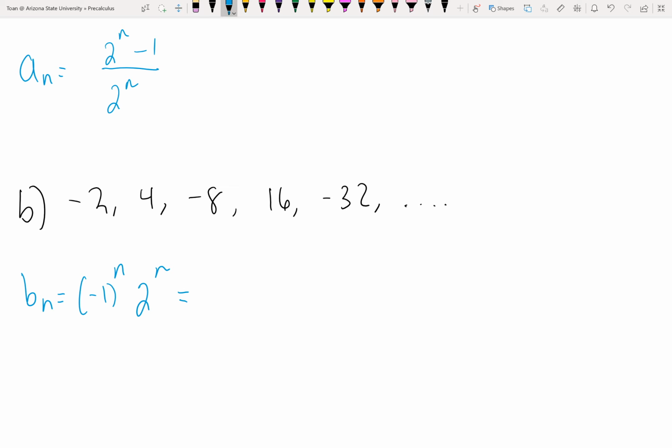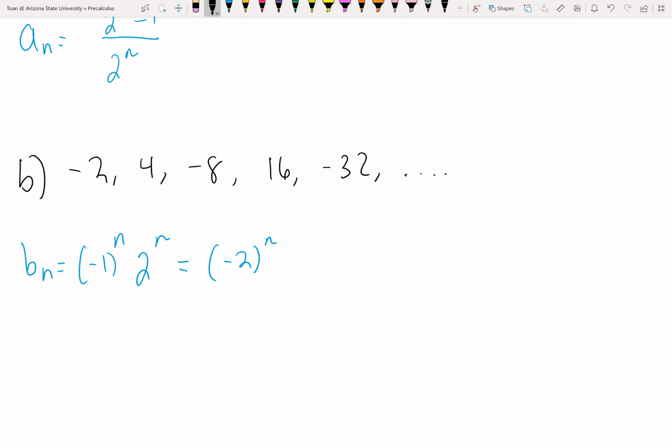Some mathematicians might simplify it since they notice that the exponents are the same, just regular n's. Properties of exponents: if you're multiplying and they have the same exponents, you can blend the answers together. So instead of saying -1 to the n times 2 to the n, it's simply -2 to the nth power. Both are equivalent. We have to remember, though, that the definition of a sequence is a function where the domain is the natural numbers. So you always start at n equals 1.